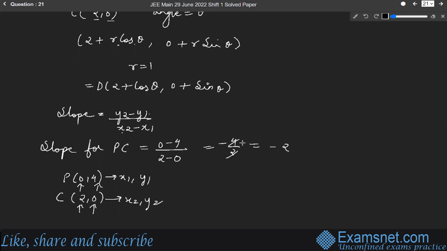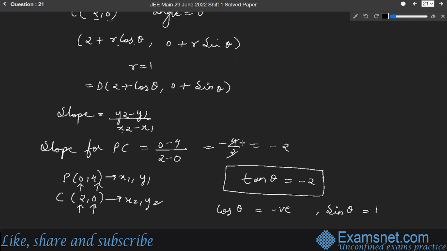Okay, since this slope will be equal to tan theta, it means that tan theta will be equal to minus 2. You can see that tan theta is negative. What does it mean? If tan theta is negative, it means that theta is obtuse. Obtuse means it is more than 90 degree. Okay, so if tan theta is negative and theta is obtuse, therefore cos theta will be negative and sin theta will be positive. Okay, these are the basics that you should know, that if tan theta is negative and we have theta which is obtuse, means more than 90 degree. So cos theta will be negative and sin theta will be positive.